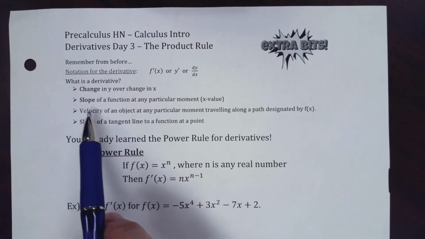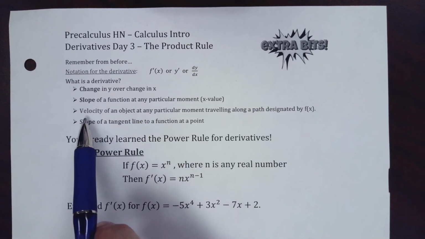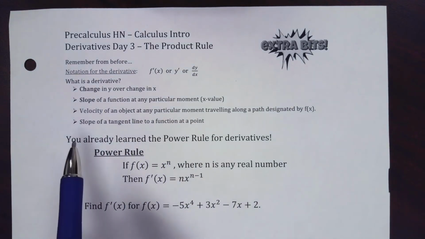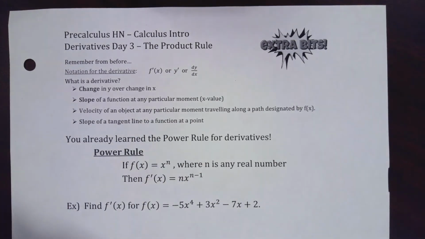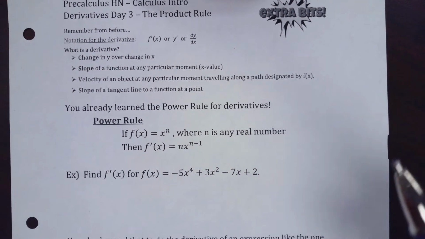It's also the slope of a function at any moment, the velocity at any particular moment, so it's the instantaneous velocity, and it's the slope of a tangent line to a function at a point. So you already learned the power rule, so let's remember that.